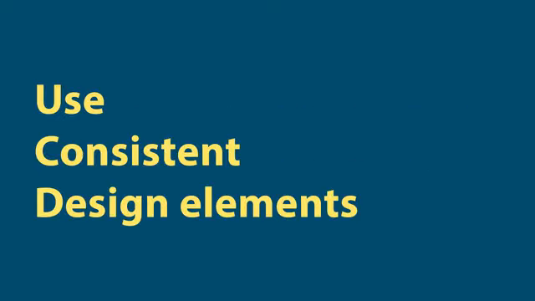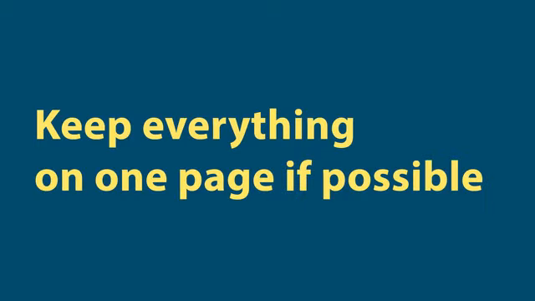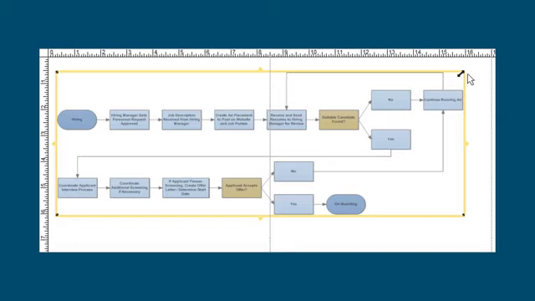First, use consistent design elements. The shape, lines, and text should be consistent. Shapes must have the same size as the other shapes and they should be uniformly aligned. This will make the flowchart easier to follow. Second, keep everything on one page if possible. It is good to keep the flowchart in a single page and remains readable. But if the flowchart becomes too large to fit in one page, it is advisable to divide it into multiple charts and connect them with hyperlinks.